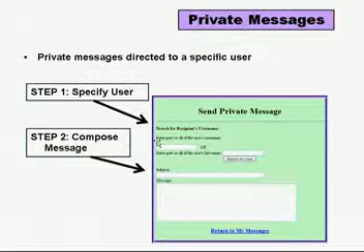To send a private message, you first want to specify the user. To do that, you can do a search by the user's name or the user's last name. Once you've found the user that you want to send the message to, you can go ahead and compose the message by entering a subject and a message. After that user has been specified, there will be a send button that will appear, and you can click that send button to go ahead and send the message.